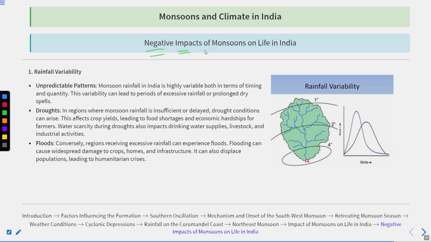Then if we talk about the negative impacts, first is the rainfall variability. Unpredictable pattern: monsoon rainfall in India is highly variable, both in terms of timing and quantity. This variability could lead to periods of excessive rainfall or prolonged dry spells.